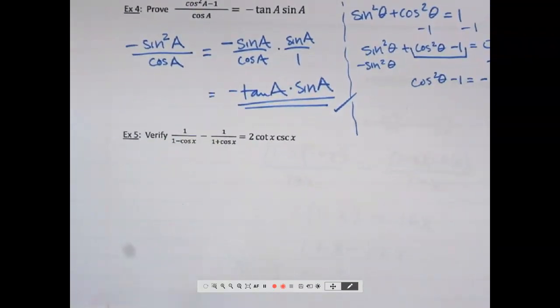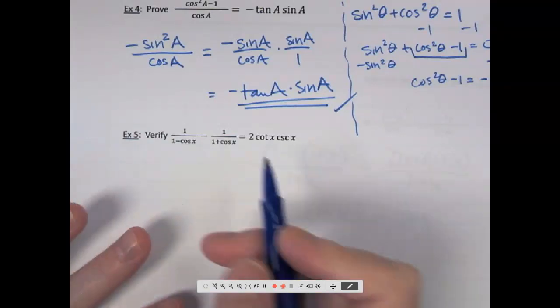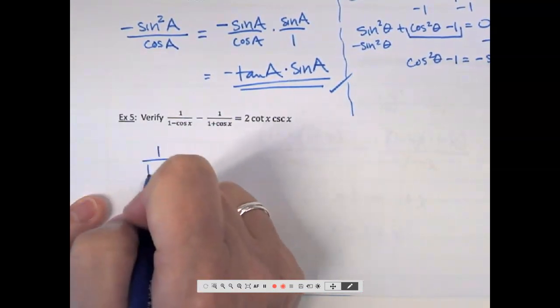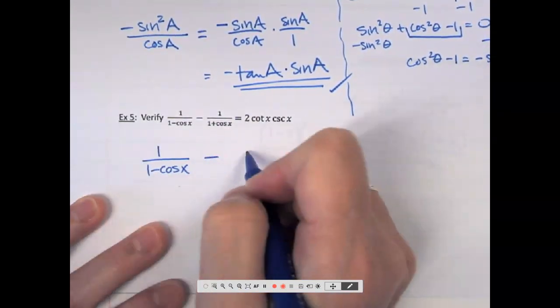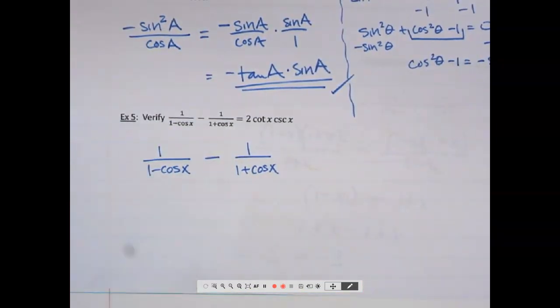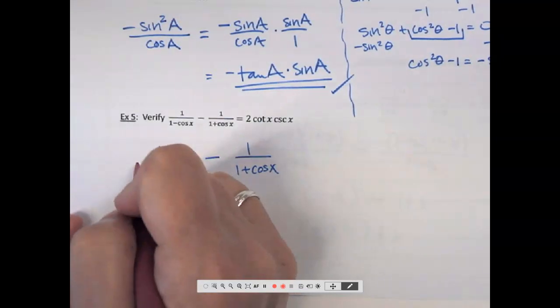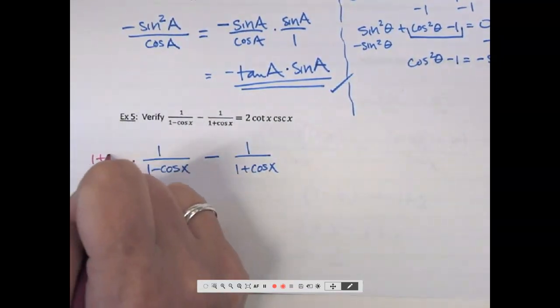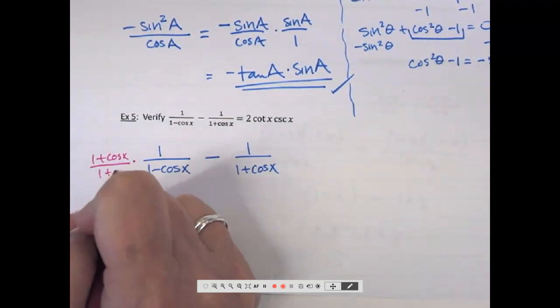Okay, do we agree that the left is the complicated side here? What are we going to do? I think we're going to have to get common denominators. So, let me just write these down. What does my denominator need to have in it? 1 minus cosine and 1 plus cosine. So each needs the other denominator. So 1 plus cosine over 1 plus cosine.